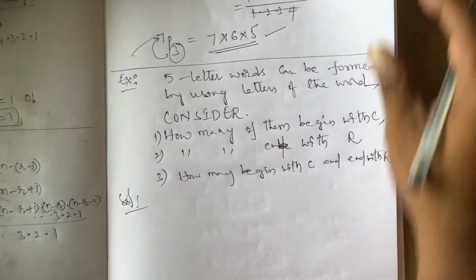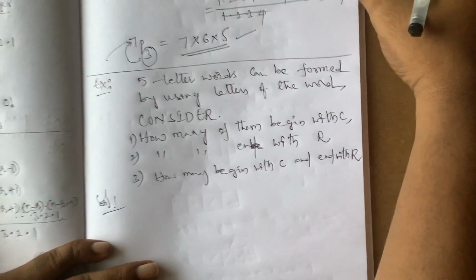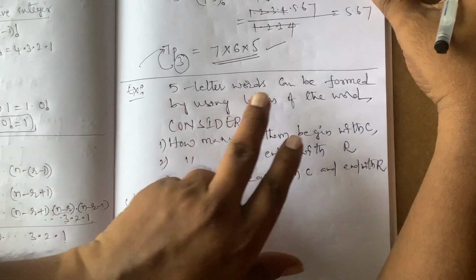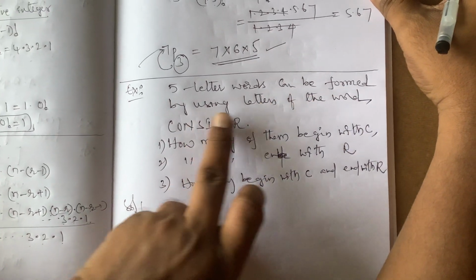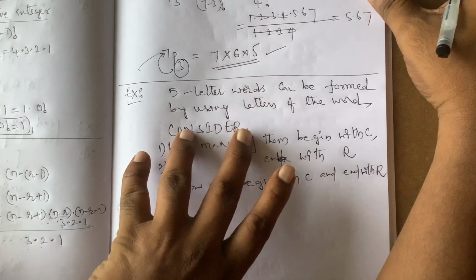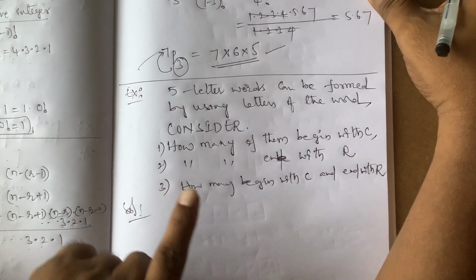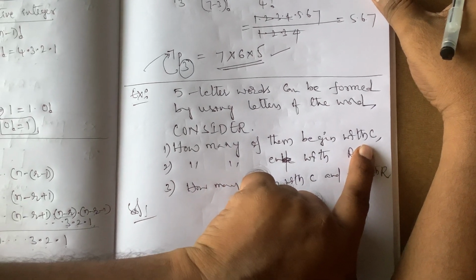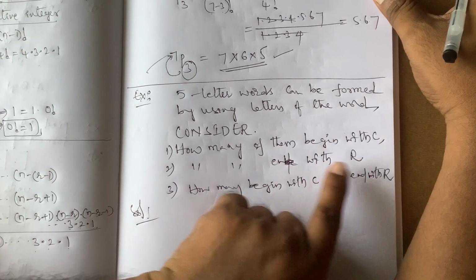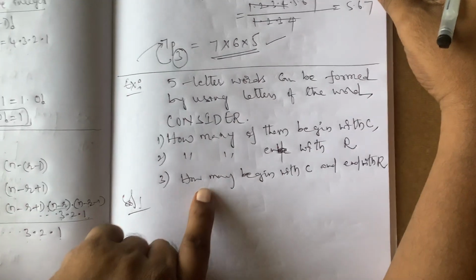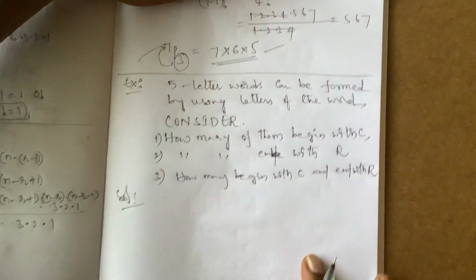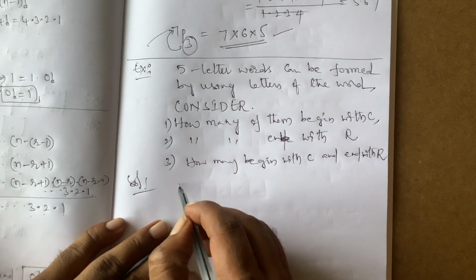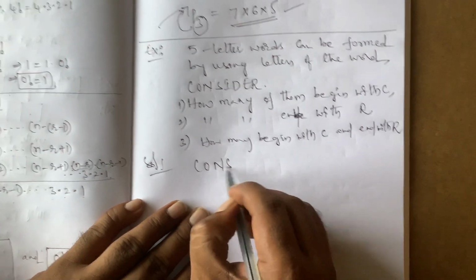Once again, listen to the bits. We have to find how many 5-letter words can be formed by using the letters of the word CONSIDER. Next, how many of them begin with C? Next, how many of them end with R? Next, how many begin with C and end with R? Now listen, all of you. So the given word is CONSIDER.